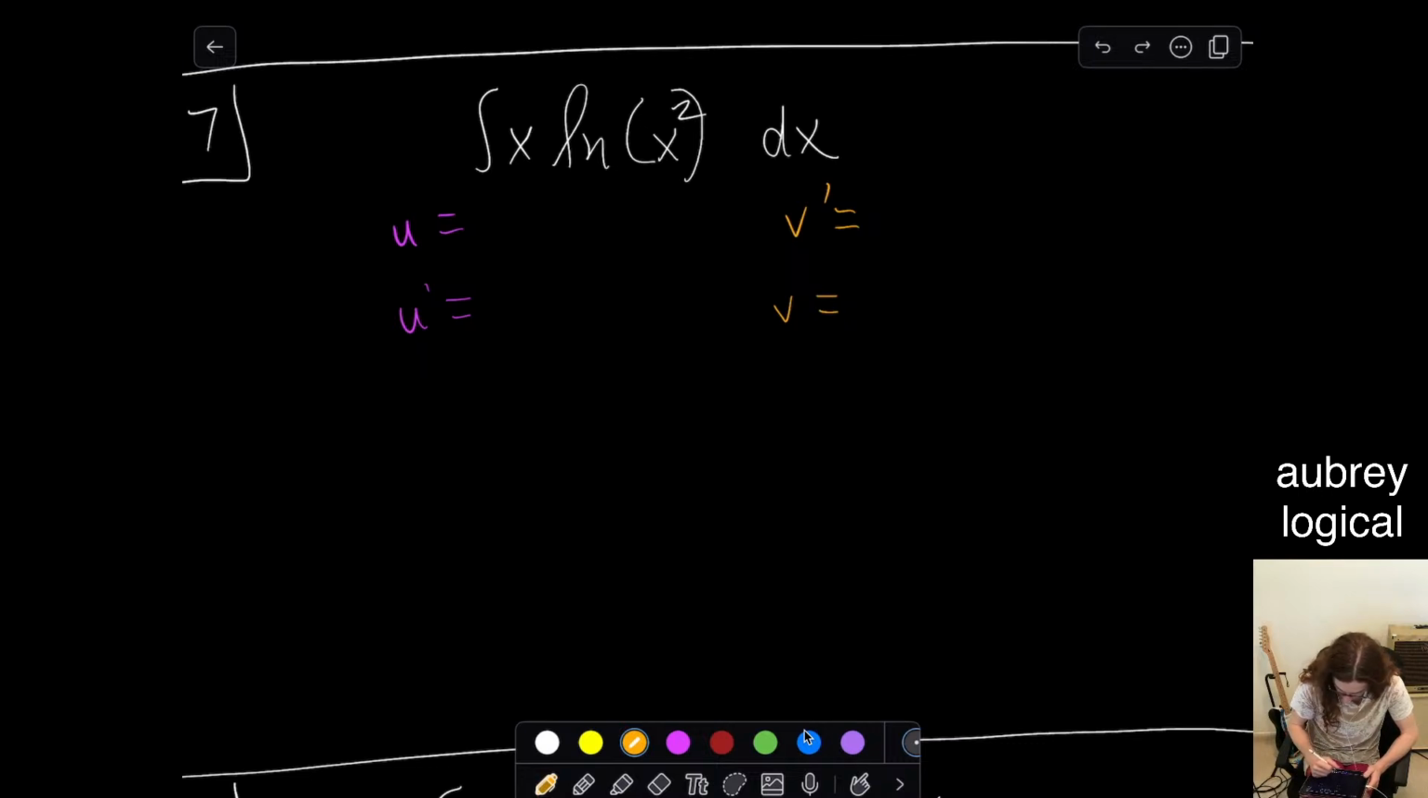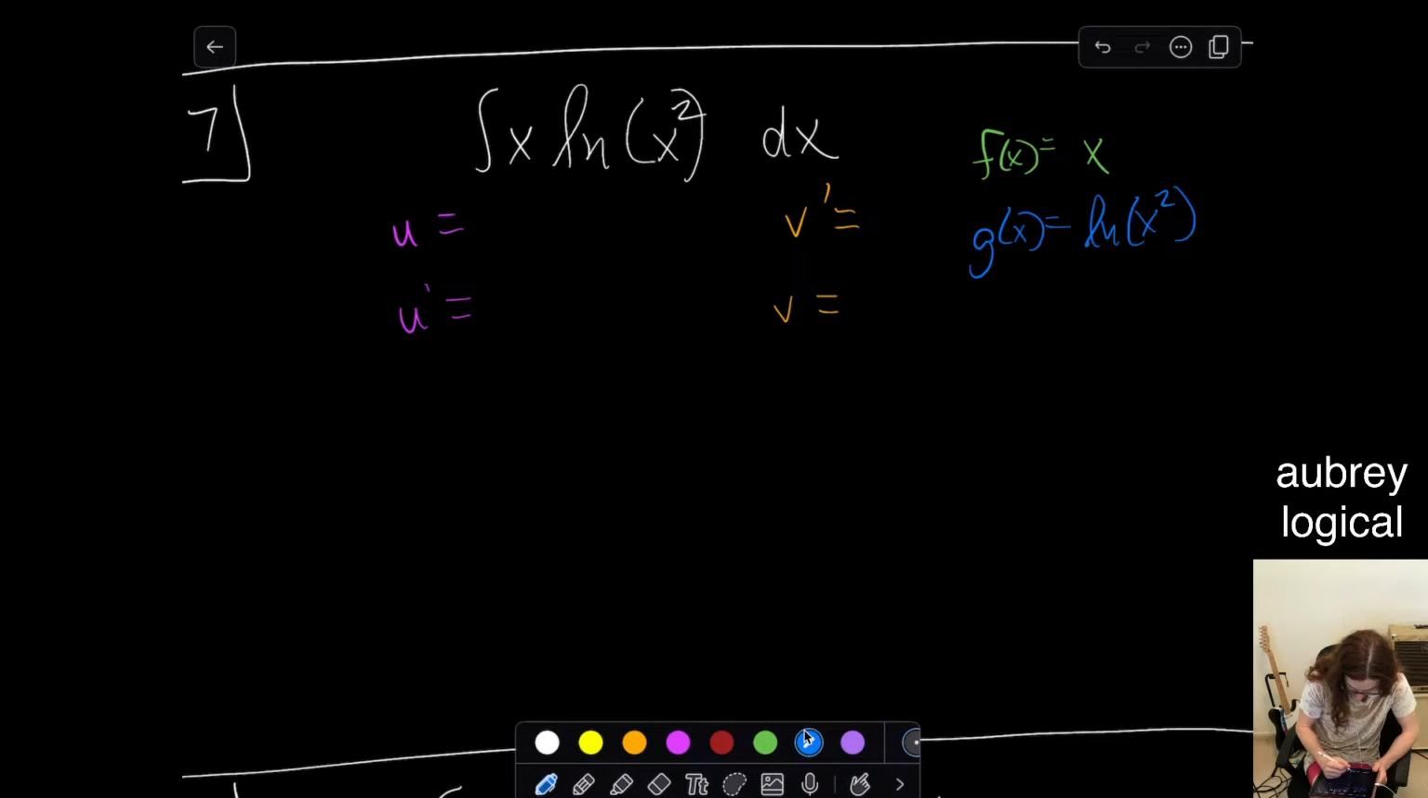So usually we want to pick the logarithm to be our u if given the option, because it is going to simplify when we take its derivative. So let's just go ahead and name our two functions here. F of x is equal to x. G of x is equal to the ln of x squared.